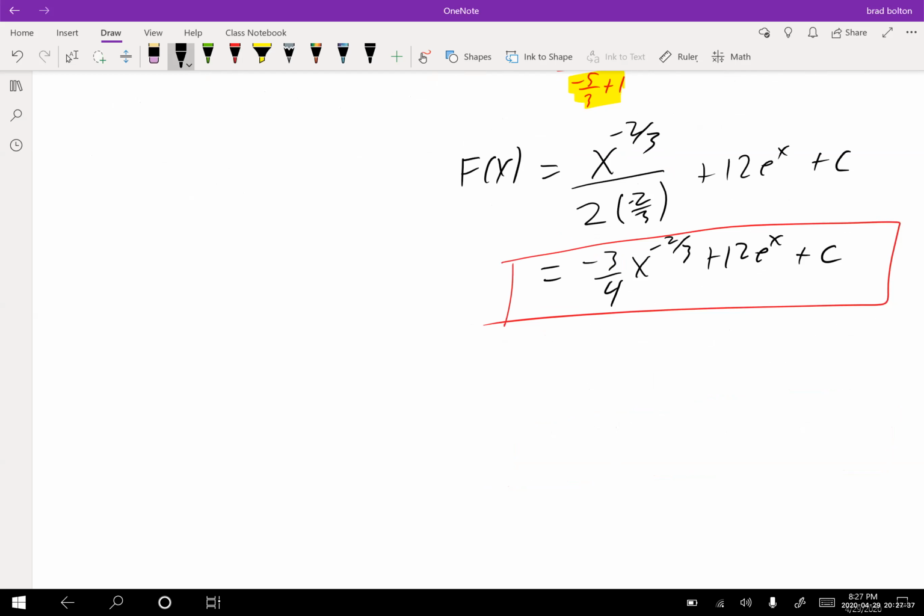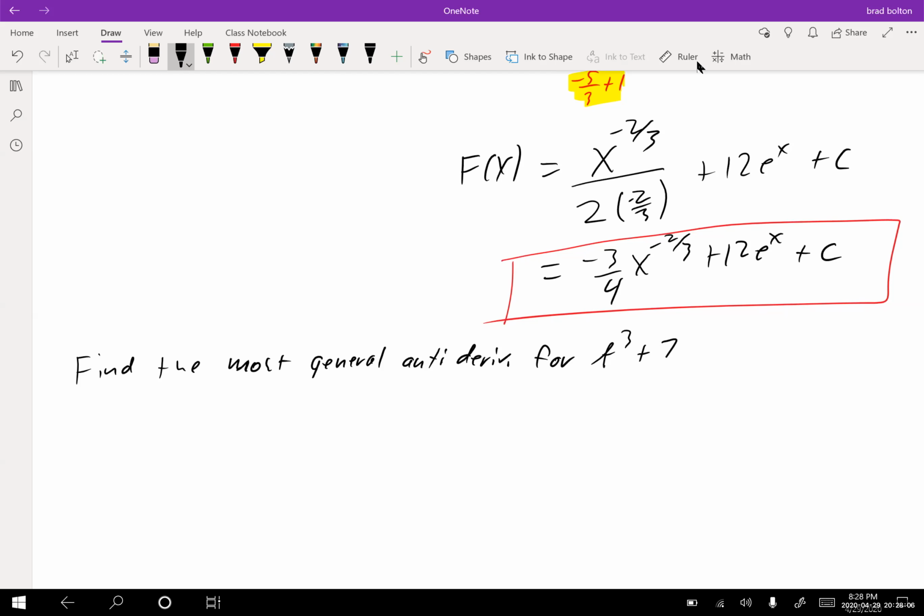Okay, so let's look at another example. So we have, find big F of x for f of x equals, oh no, let's do this differently. Let's find the most general antiderivative for t cubed plus 7t all divided by the square root of t. Okay, so again, I haven't taught you the quotient rule or the product rule or anything for antiderivatives, so we don't really know how to undo a quotient.